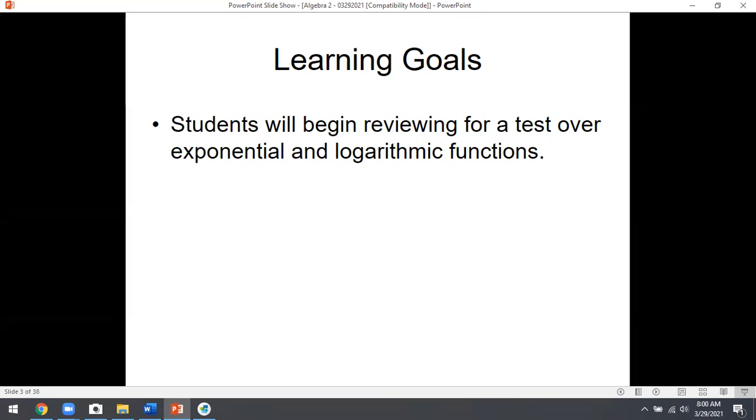This review assignment I'm handing out will mostly be the speed of your test. Your test might be a smidge easier. I put a couple challenge problems on here just to try to stretch your brain. I don't think I would do that to you on a test, but most of this, I'd say 95%, is exactly the speed of what you'll expect.